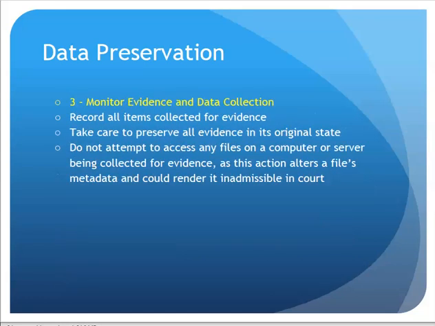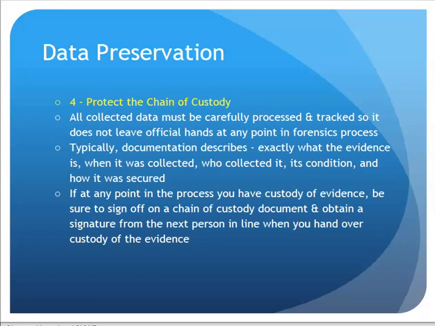Monitor the evidence and data collection. Record all the items collected for evidence. Take care to preserve all this in its original state. Don't attempt to access anything. Protect the chain of custody. Let's say they do pull out the hard drive for evidence, that needs to be documented as to who and what handled it, so that you have a chain of where this thing has been, because if you don't know where it's been, you don't know whether it's been tampered with. So you need to have a chain of custody of what particular thing is maintained by who and how.